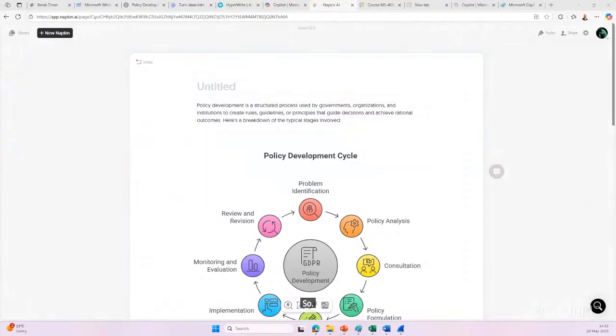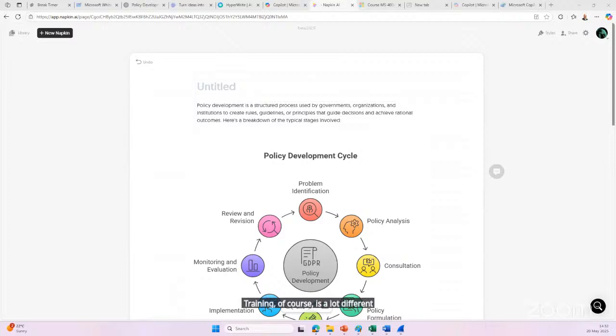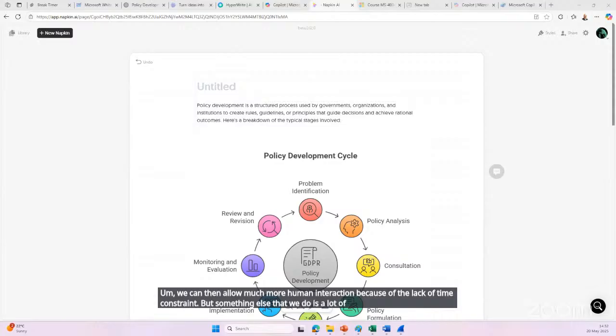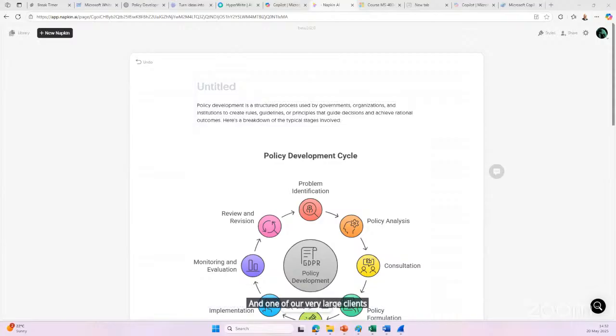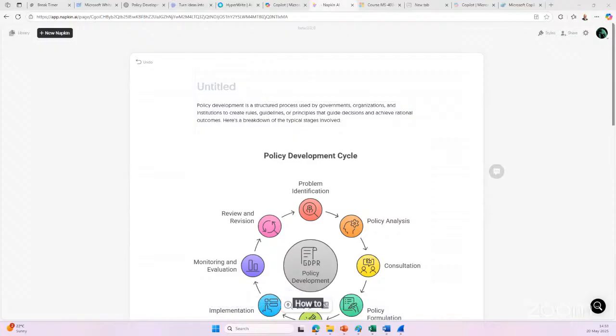So what a lot of people don't know about NetCampus is part of what we do is a little bit of facilitation. That's what we're busy with now. But we also do a lot of training. Training, of course, is a lot different because it's over an extended period of time. We can then allow much more human interaction because of the lack of time constraint. But something else that we do is a lot of consulting work. And one of our very large clients has us creating e-learning content for the products that they sell. How to use the product, how to care for the product, and that kind of thing.